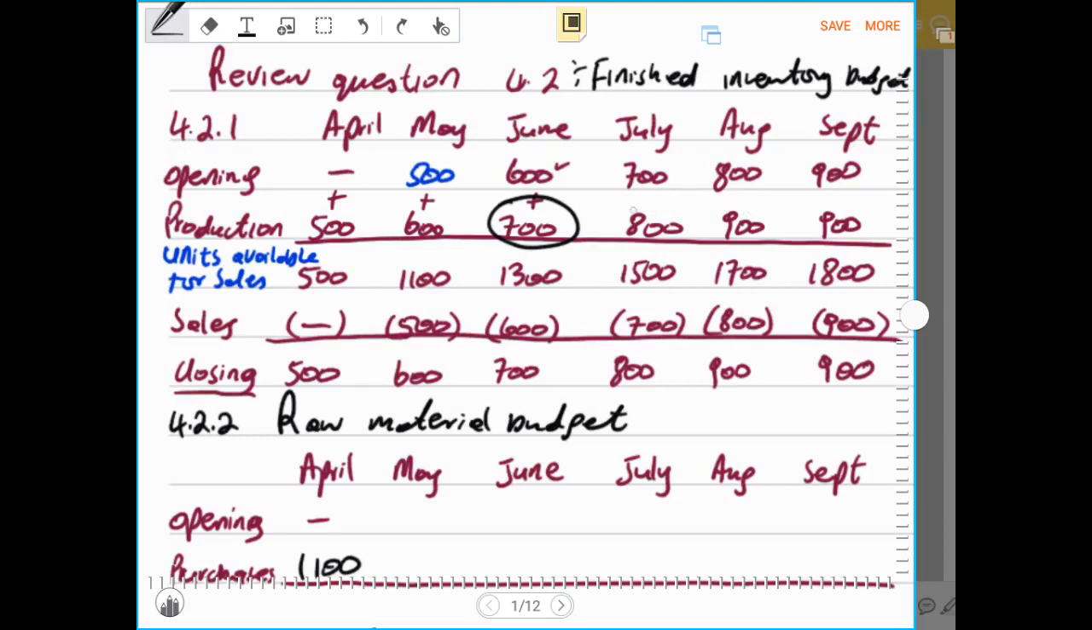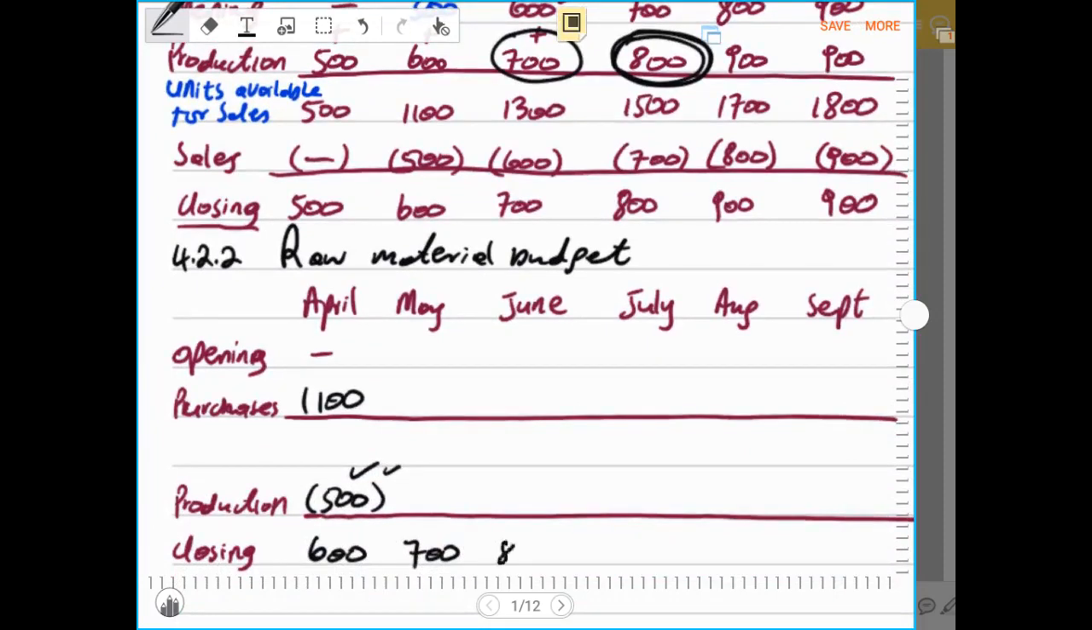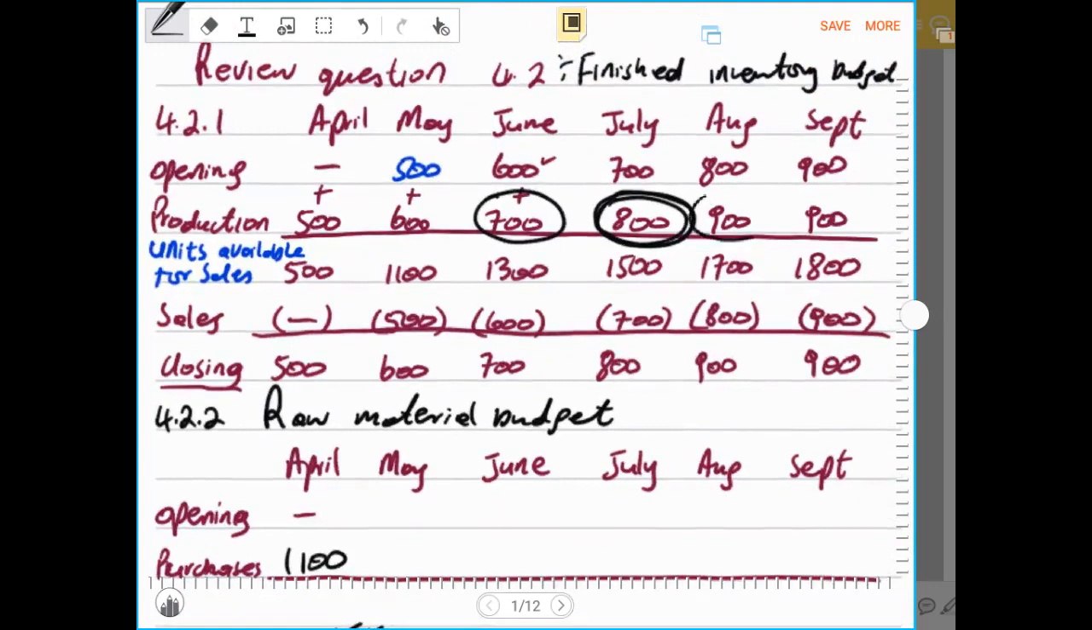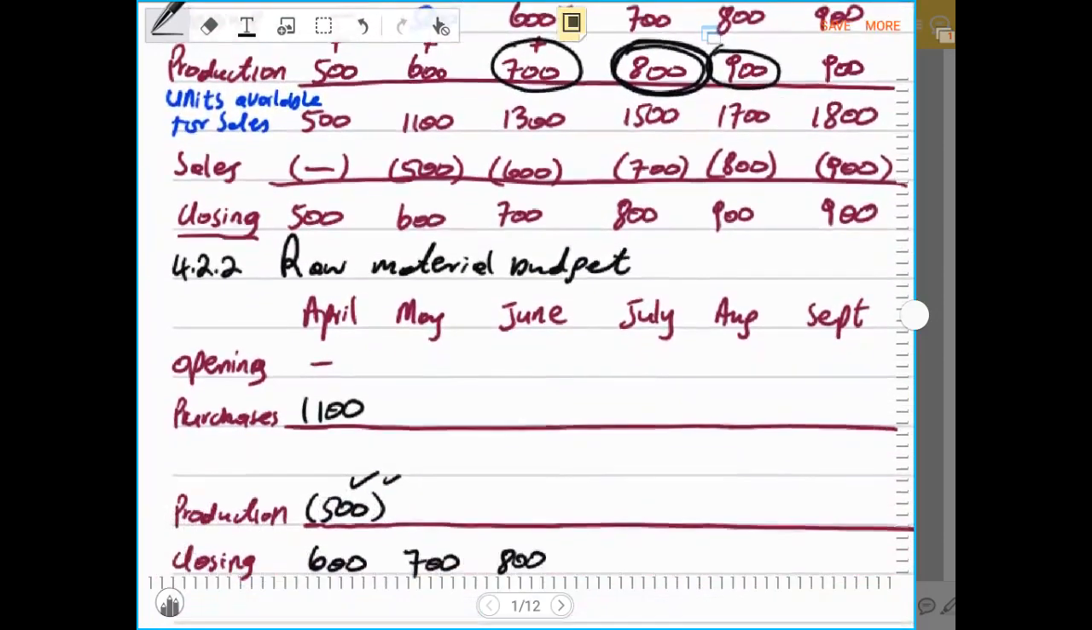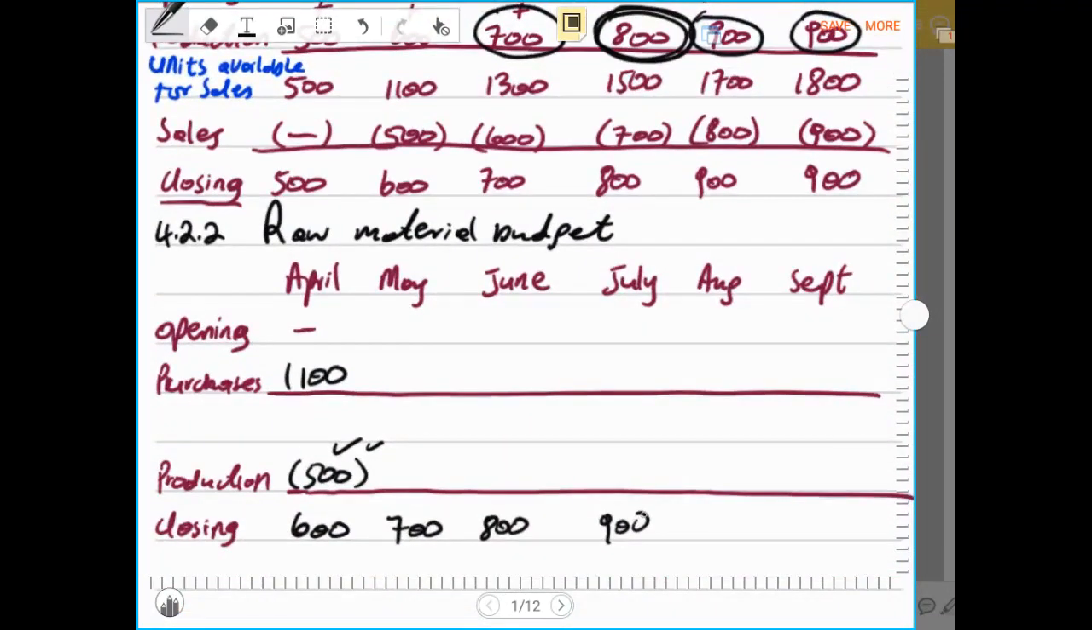In July we have 800, and that 800 is the production of July, and the production of July will be the closing of June. So now in June we have 800 as the closing. And again, production of August is the closing of the previous month, which is July. Therefore now that will be 900 in July. Then again, production of September will be the closing of August, and that will be 900.